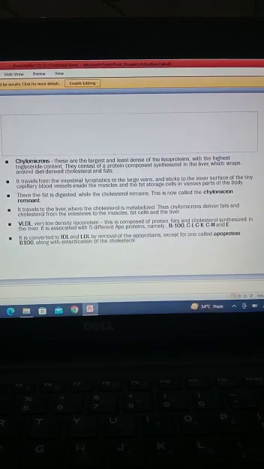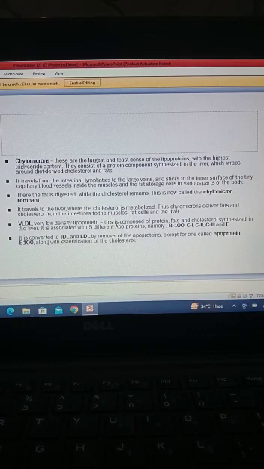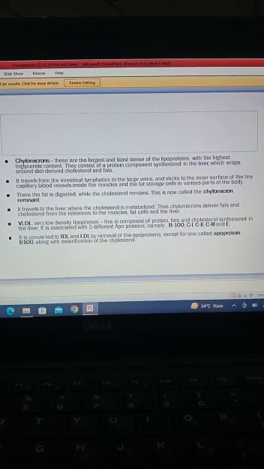Number one is chylomicron. These are the largest and least dense of the lipoproteins with the highest triglyceride content. They consist of a protein component synthesized in the liver which wraps around diet-derived cholesterol and fats. It travels from the intestinal lymphatics to the large veins and sticks to the inner surface of the tiny capillary blood vessels inside the muscles and the fat storage cells in various parts of the body.